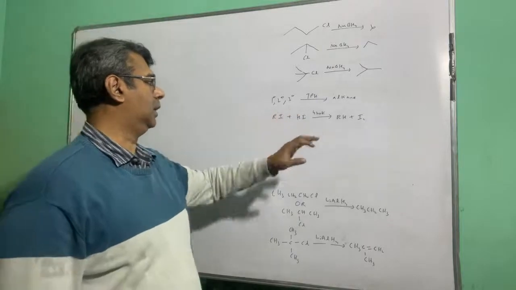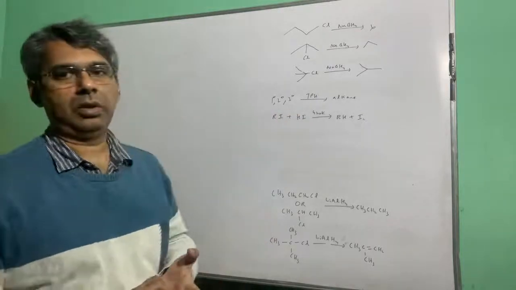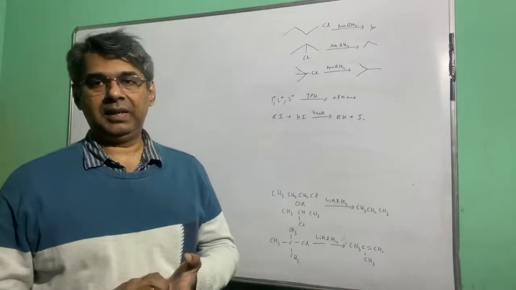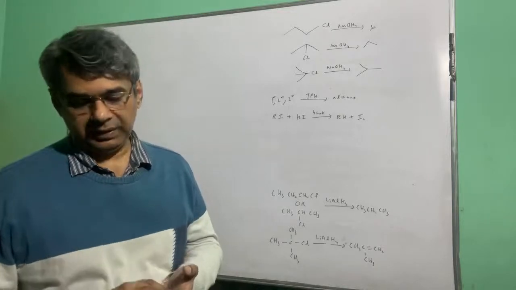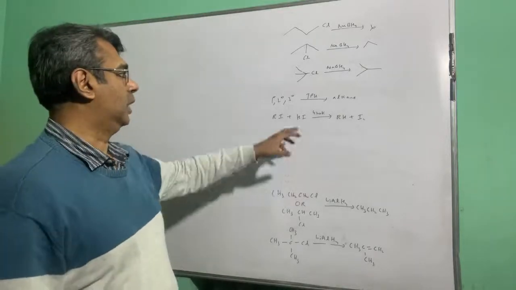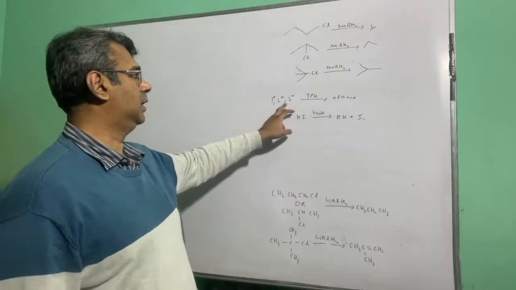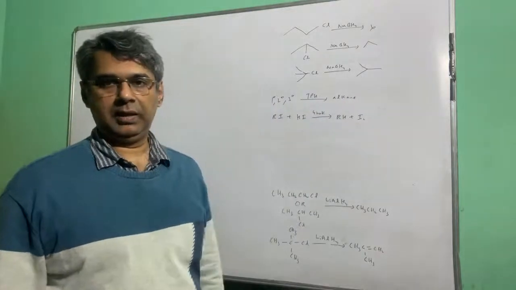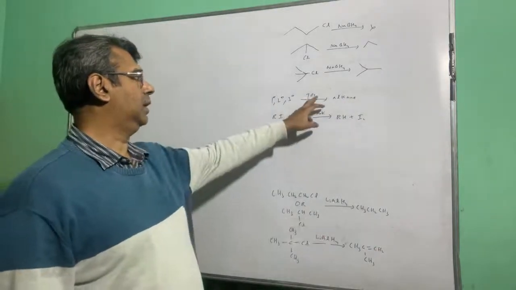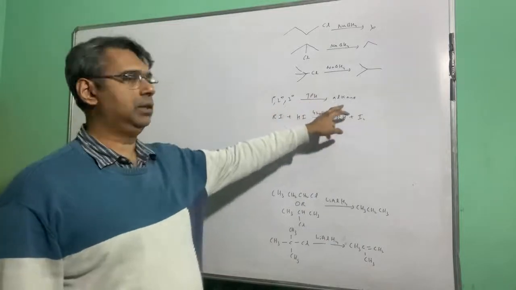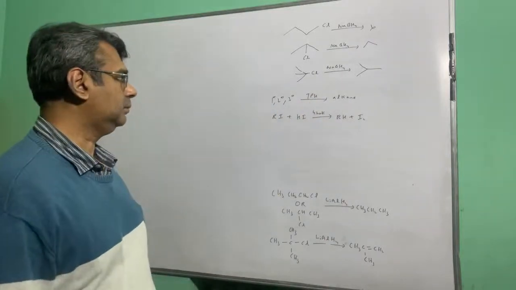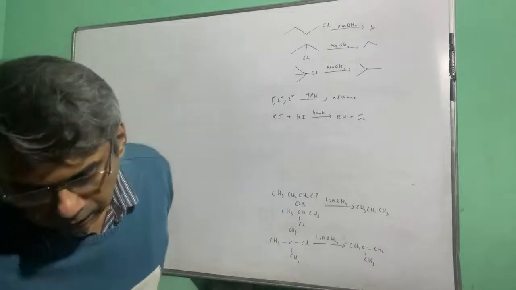Now we have another reducing agent called triphenyl tin hydride, TPH. TPH will reduce 1 degree, 2 degree, 3 degree, everything to alkane, right? So triphenyl tin hydride will reduce all three to alkane. So that is the thing.